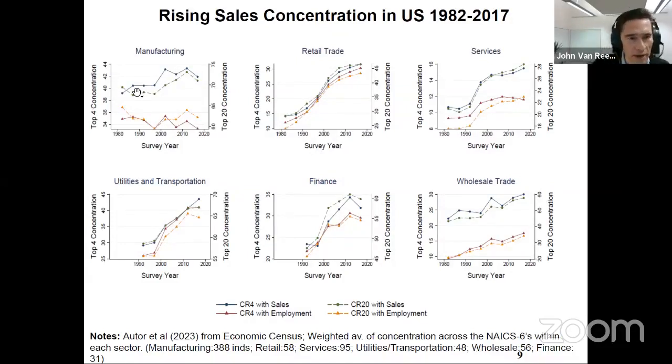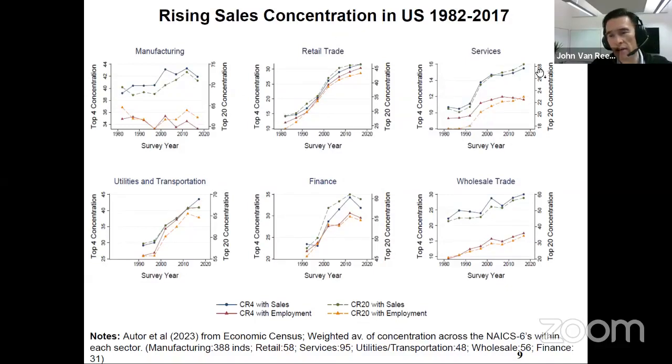So let me just take the manufacturing industry, for example, up here. Underlying this are about 400 different industries. And for each industry, we've looked at the fraction of sales going to the biggest 4 firms, or the fraction of sales going to the biggest 20 firms. This is in sales, and you can see that the concentration in sales is much bigger than the concentration in employment. But wherever you look in these broad sectors, these are averages over hundreds and hundreds of different industries, you can see a very similar pattern over the last 40 years. The degree of concentration has increased, whether you look at manufacturing, retail.